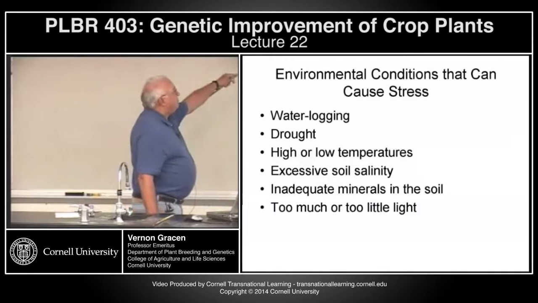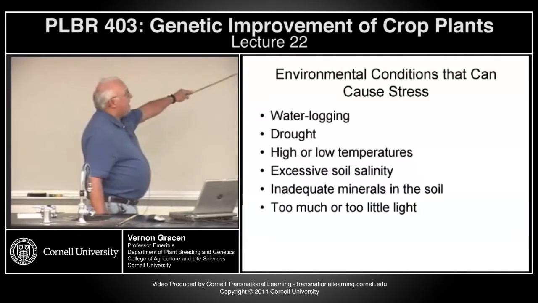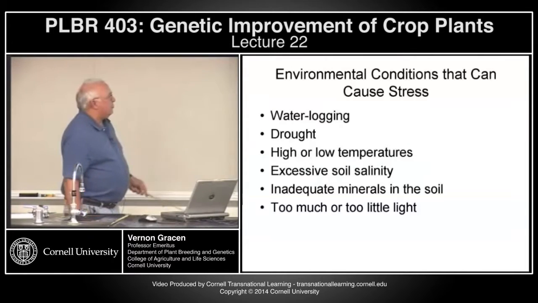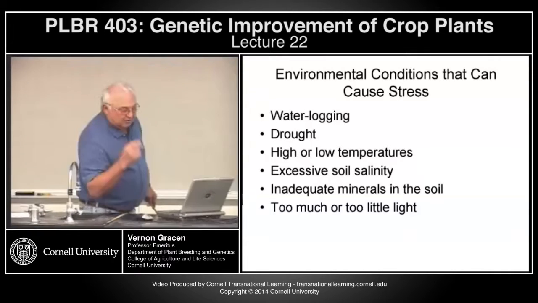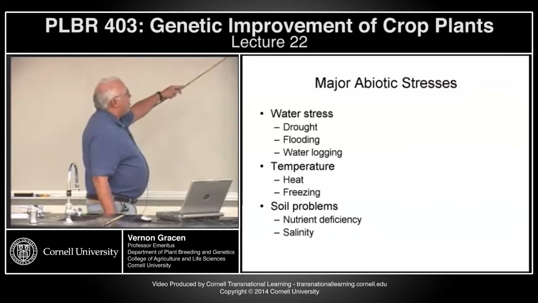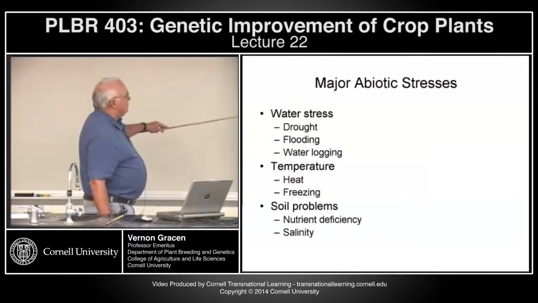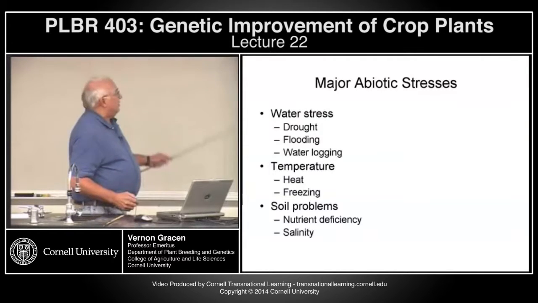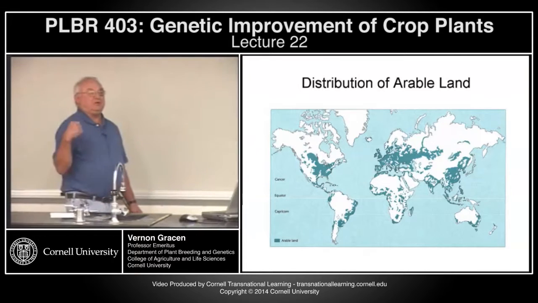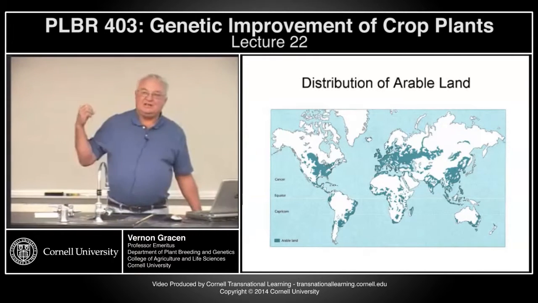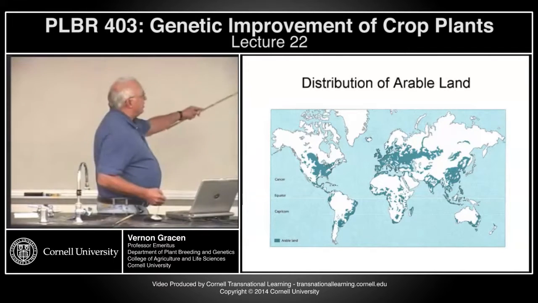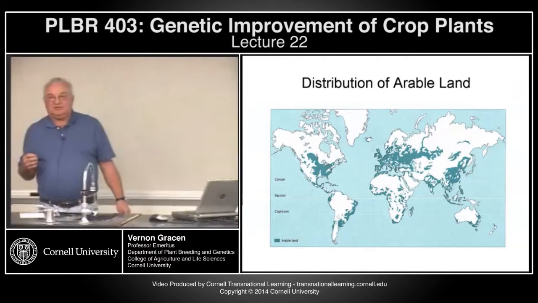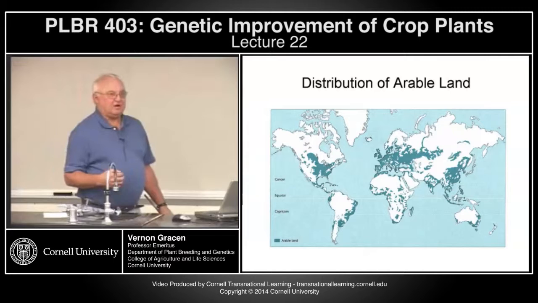There are lots of problems with water, waterlogging, and drought. High and low temperatures are certain. Soil salinity is a big problem. Inadequate minerals, too much or too little light. I will primarily talk about drought, heat, nutrient deficiency, and salinity, or buildup of salts. I said about 10% of the Earth's surface provides land that normally doesn't limit crop production. The dark areas are basically where we have land that is typically fit for agricultural production.